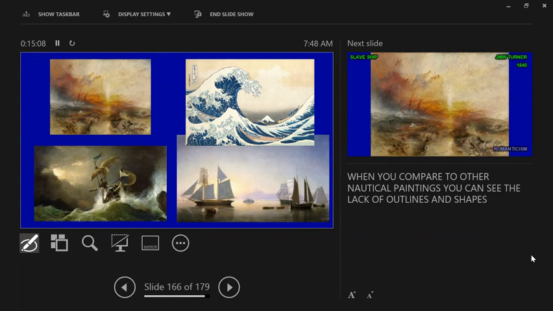So if you look at other naval pictures being made at this time, you can see that Turner is so very different from the others. The others have very sharp outlines. It's very easy to see which parts are the boat, which parts are the sea, and they're a lot more realistic, whereas Turner is a lot more emotional in his. It's like he's painting with emotion instead of painting with his eyes.